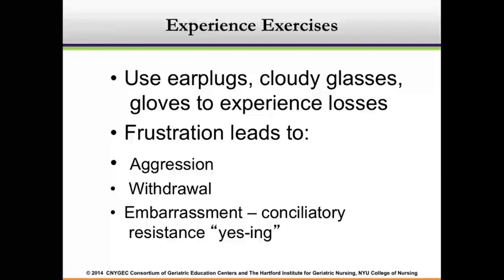So all of these sensory losses lead to frustration, and frustration leads to aggression, withdrawal, or embarrassment. This is one of the most important things for you to remember out of this whole module. And I hope you will recognize those aggressions and withdrawals and embarrassments and try to deal with them. Particularly aggression. If someone is nasty with you, you shouldn't take it personally, because most of the time there's reasons that people do things. And often they stem from physical losses as well as ultimately emotional or cognitive ones as well.